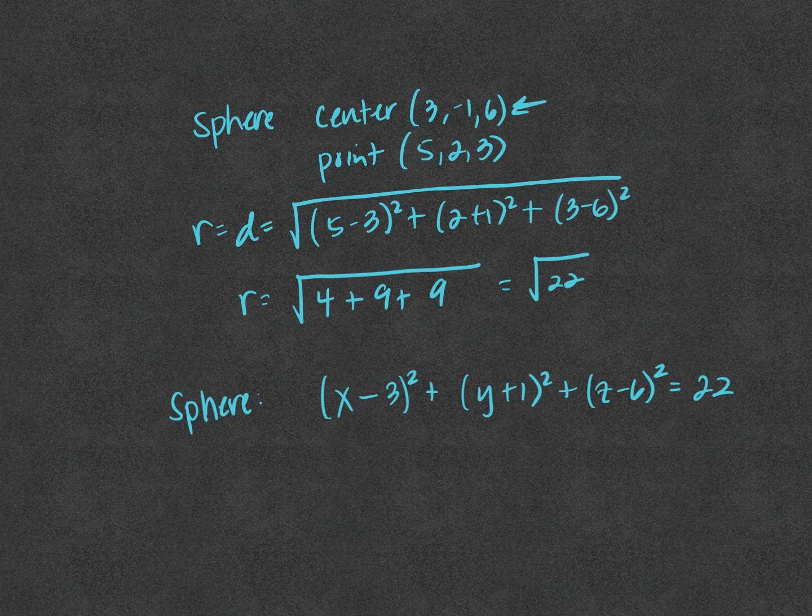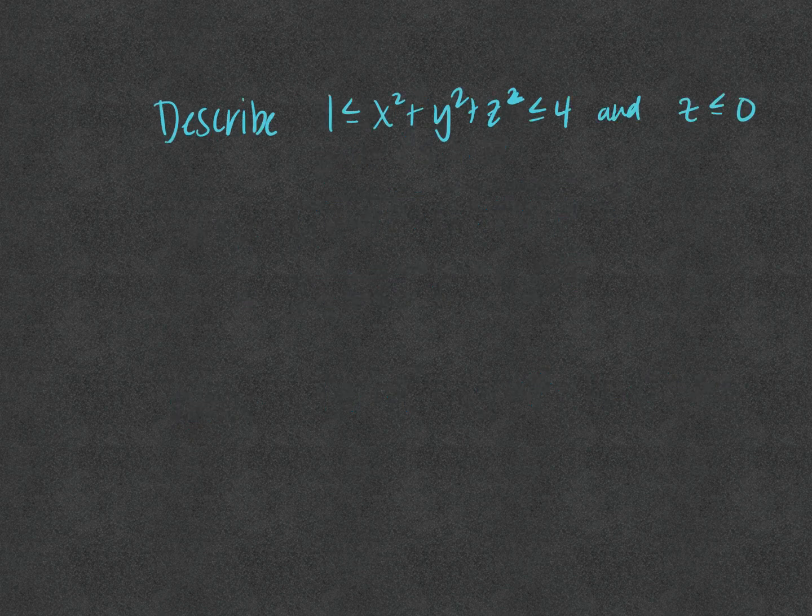But there's 2 problems I'd like to go over before we wrap up this video. Okay, this says describe, and you have a couple inequalities. The first one says 1 is less than or equal to x squared plus y squared plus z squared is less than or equal to 4. So if you look at this in pieces, this part right here means a sphere. And the radius of this part is 2, and the radius of this part is 1.